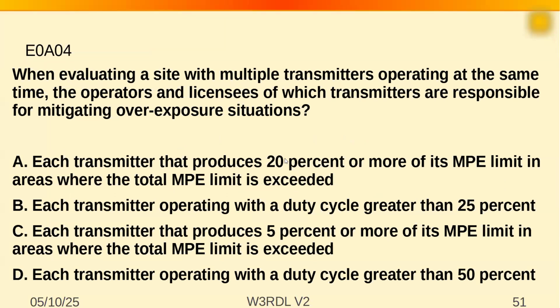So when evaluating a site with multiple transmitters operating at the same time, the operators and licensees of which transmitters are responsible for mitigating overexposure situations.